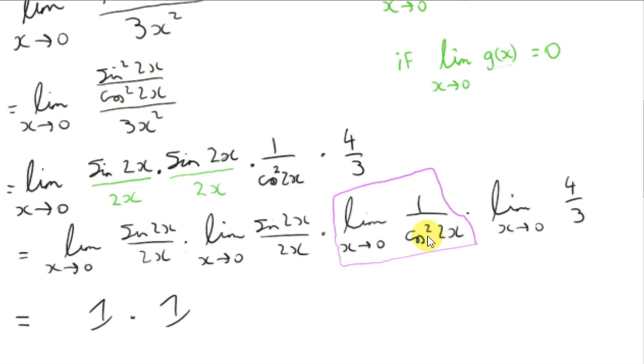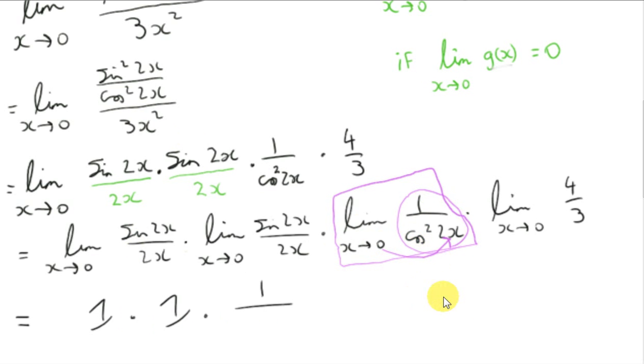Well, the cos function and also the cos squared function is continuous for all values of x. There are no breaks in this function. Indeed, 1 over cos squared 2x is continuous everywhere. There are no breaks in it. So to get the limit as x approaches 0, all we do is just plug 0 in for x. If you do that, you get 1 over cos squared of 0.